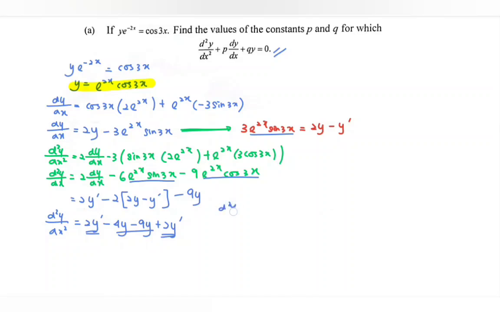So for the second derivative, if we rearrange, we will have negative 4 dy/dx, and then plus 13y equals 0. So kindly compare this part. So p equals negative 4, and q equals 13.